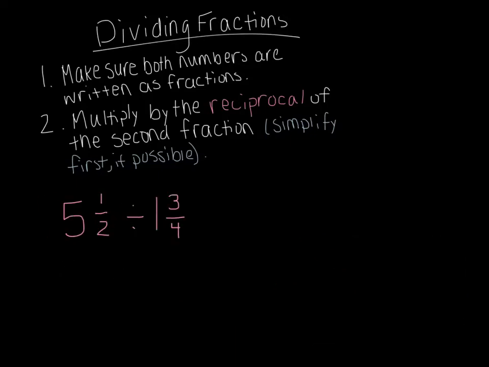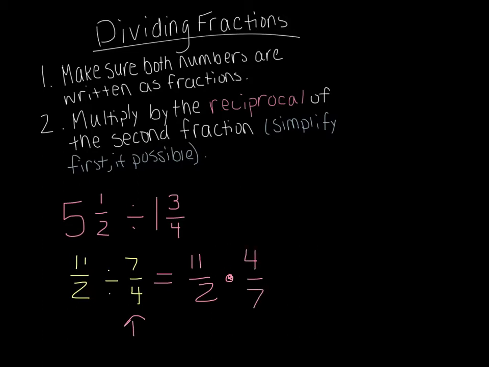Alright, let's take a look at another one. The first thing we'll want to do here is turn 5 1/2 and 1 3/4 into fractions. So 5 1/2 becomes 11/2 divided by 7/4. And the second thing we need to do is rewrite it as a multiplication problem where we are multiplying by the reciprocal. So the reciprocal of 7/4 is 4/7.